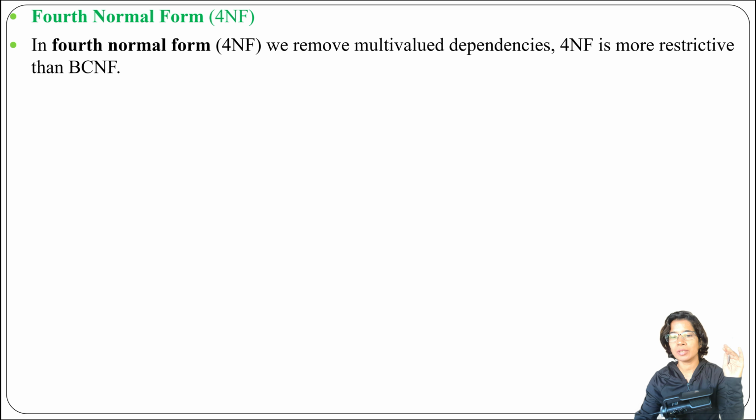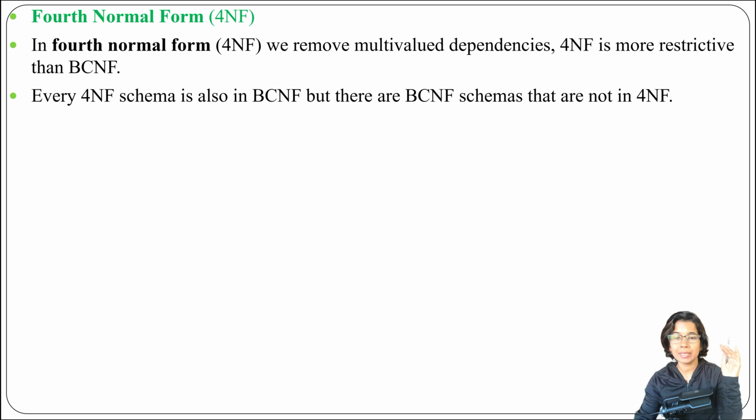In normalization, I already discussed 1NF, 2NF, 3NF, BCNF. Next, I will discuss 4NF. This is the last part of normalization. In 4NF, we remove multi-valued dependency. Every 4NF is also in BCNF, but not every BCNF schema is in 4NF. 4NF is a more restricted version of BCNF.